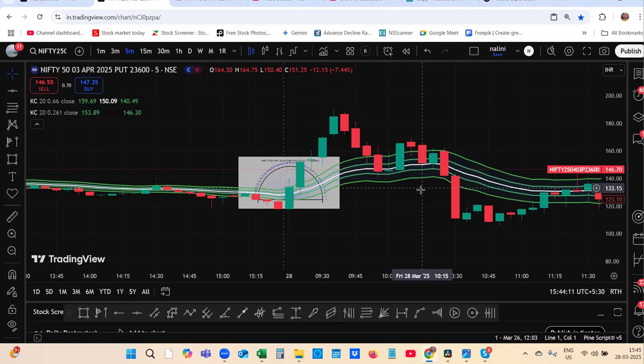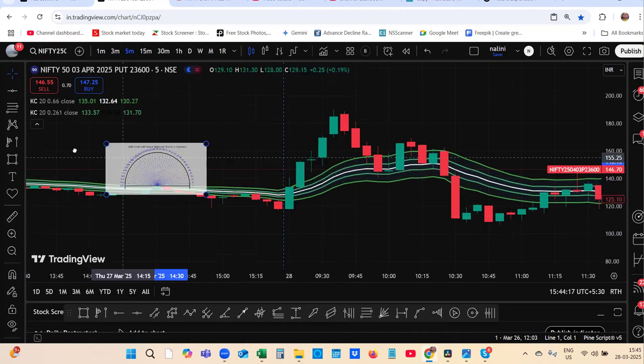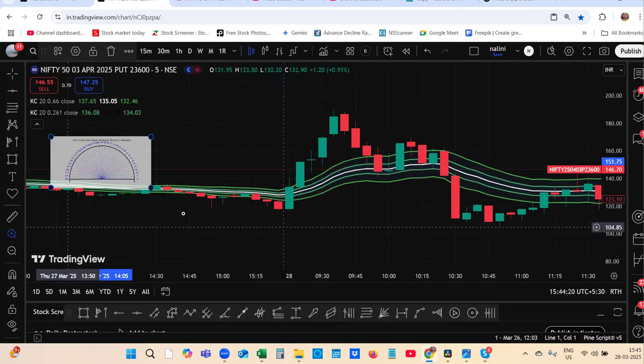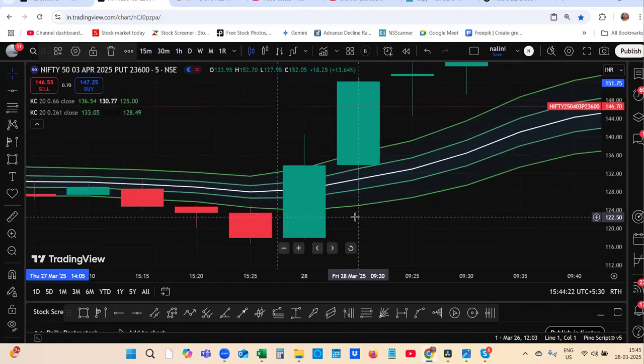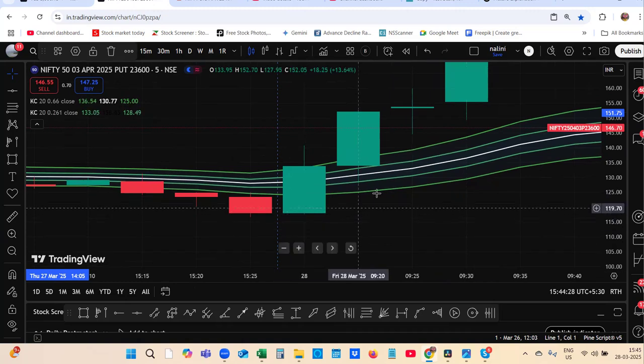It was around 133. Your stop loss, clearly, I'll zoom it out. Let me take out the protractor. If I zoom it out, you can see the stop loss. When it comes and hits this level and holds this level, you can enter the trade, and the stop loss will be the lower Keltner channel.